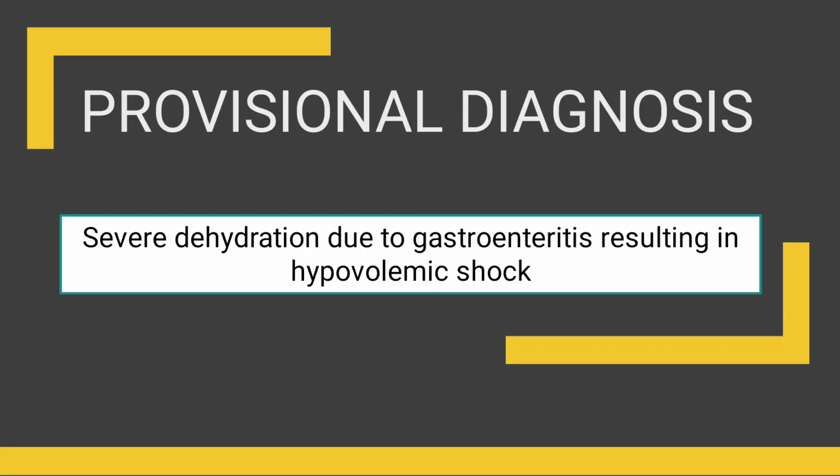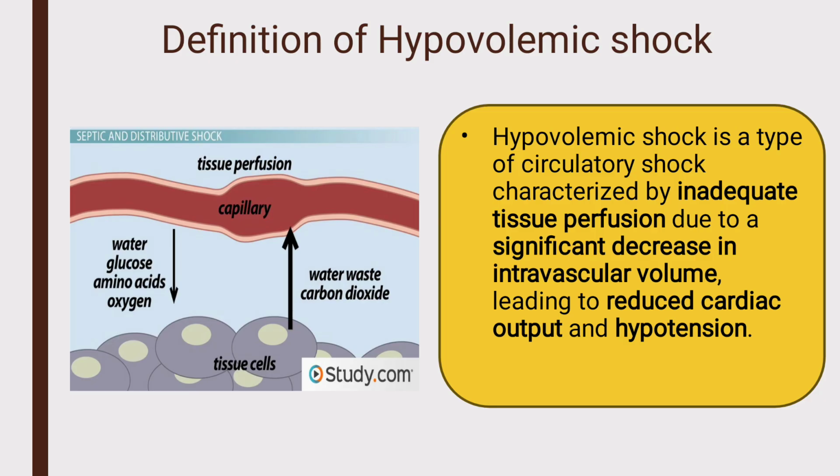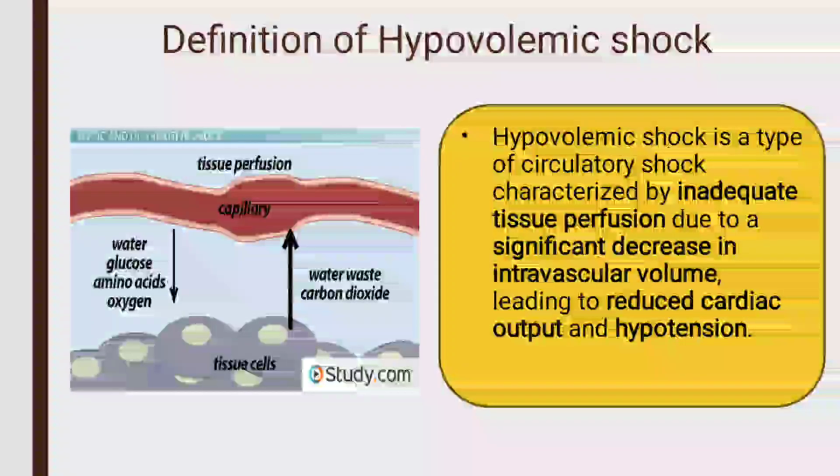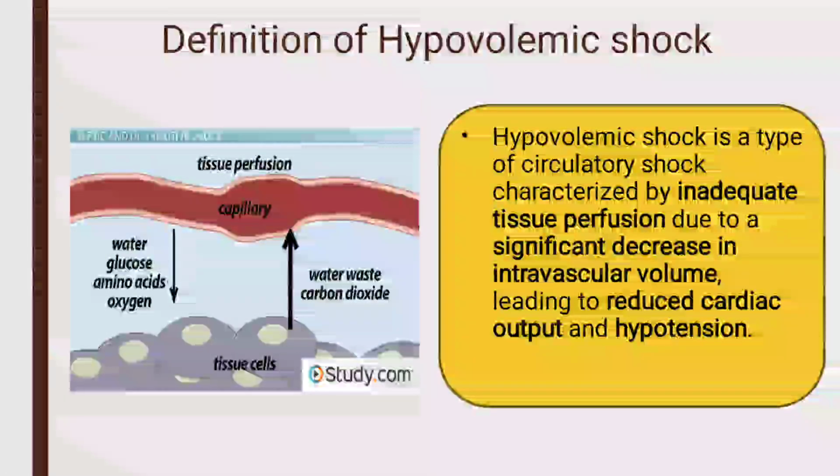Now, what is the provisional diagnosis of this case? The provisional diagnosis is severe dehydration due to gastroenteritis resulting in hypovolemic shock. So, what is hypovolemic shock? Hypovolemic shock is a type of circulatory shock characterized by inadequate tissue perfusion due to a significant decrease in the intravascular volume, leading to reduced cardiac output and hypotension.